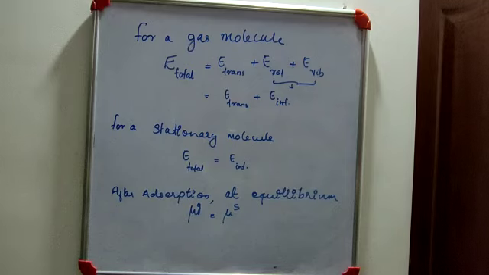For a stationary molecule there will not be any translational movement, so E total will be reduced to E internal only. A molecule gets adsorbed on an adsorbent. At equilibrium, we know that the chemical potential in the two phases becomes equal. That is, the chemical potential in the gaseous phase will be equal to that in the solid phase.